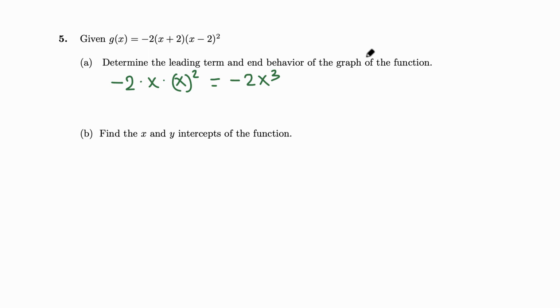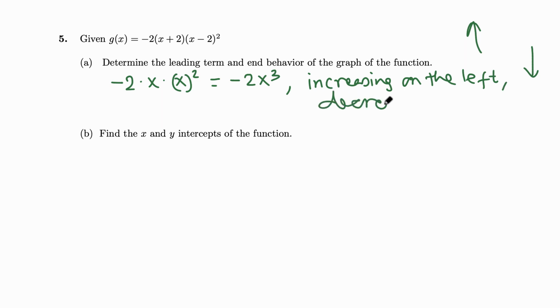Now, end behavior of the graph of the function. Cubic means always one side up and the other side down, but the negative coefficient means the other way around. So on the right it will be down, on the left it is up. So we write that over here. End behavior: on the left it is up, increasing forever, and on the right it is decreasing.